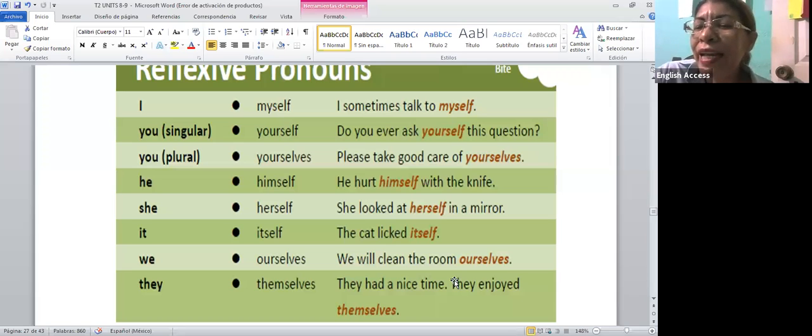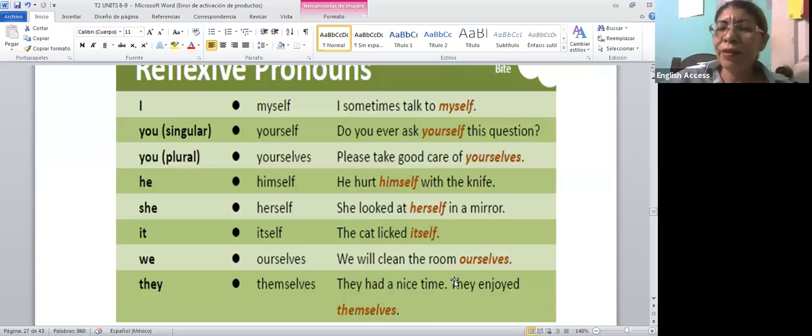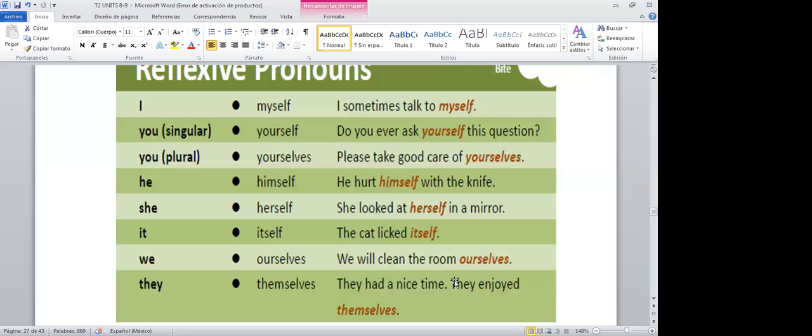Ourselves. We clean the room ourselves. If I say that, I'm saying that we, only the three of us, did the activity. We clean the room ourselves. Nobody else helped us, okay? It was only the three of us. We cleaned the room ourselves.